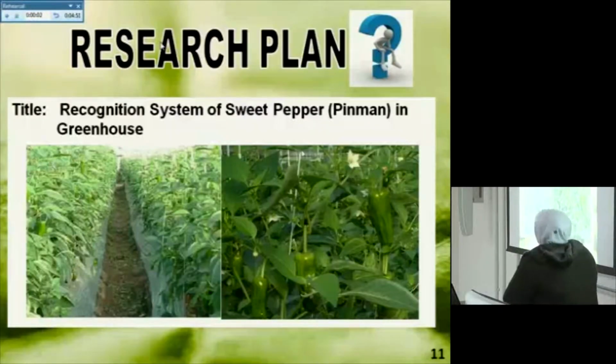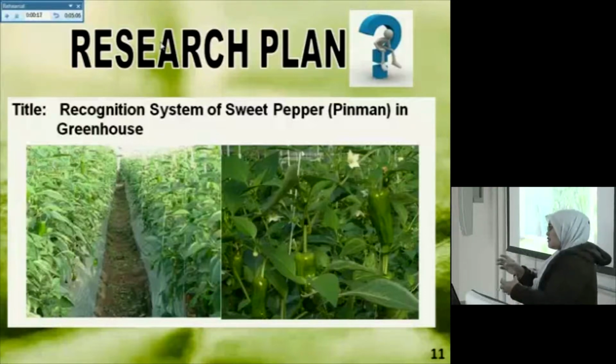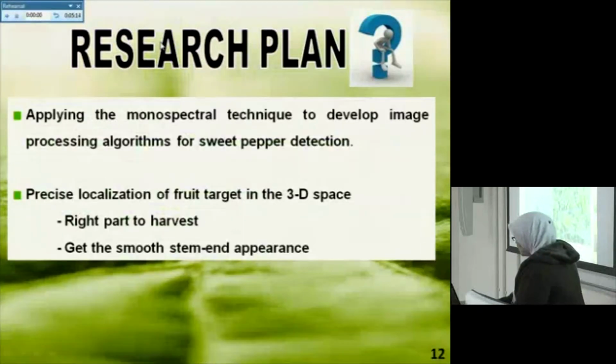Okay, for my research plan here, I'm considering doing a recognition system for sweet pepper in a greenhouse. As we know, the pepper is green in color. It is quite difficult to recognize the fruit in a green plant environment.